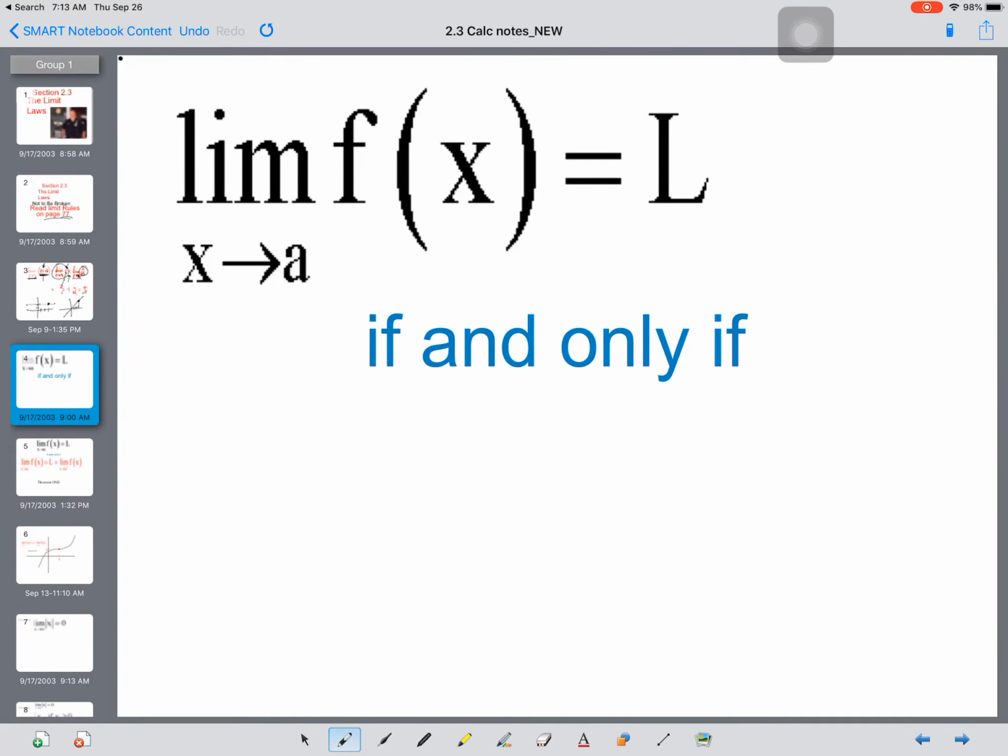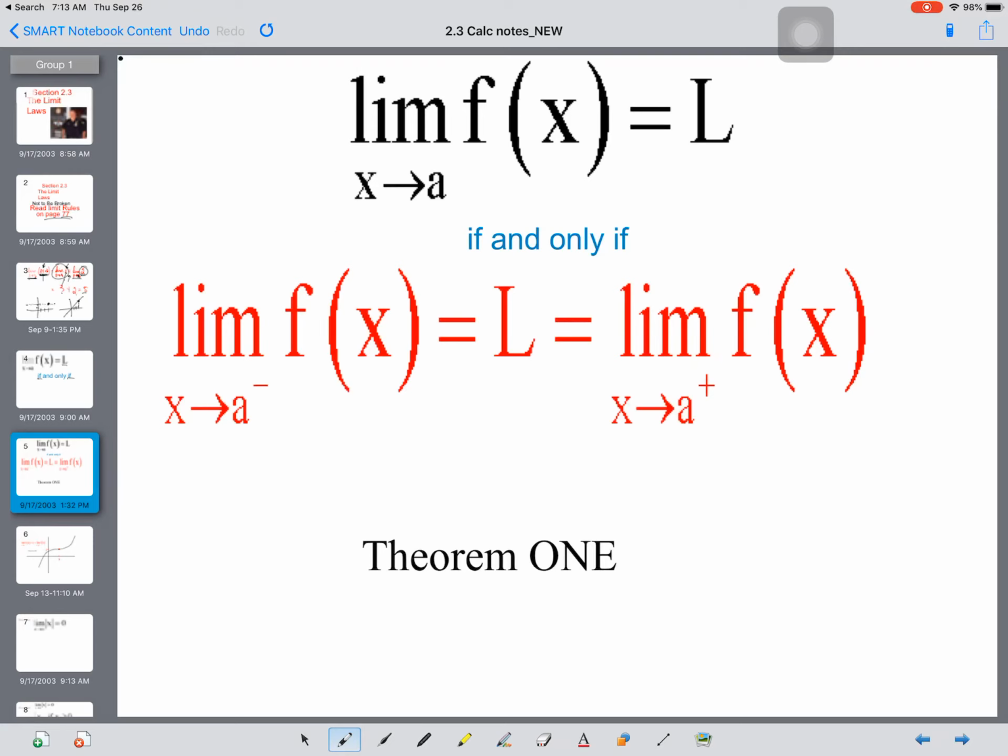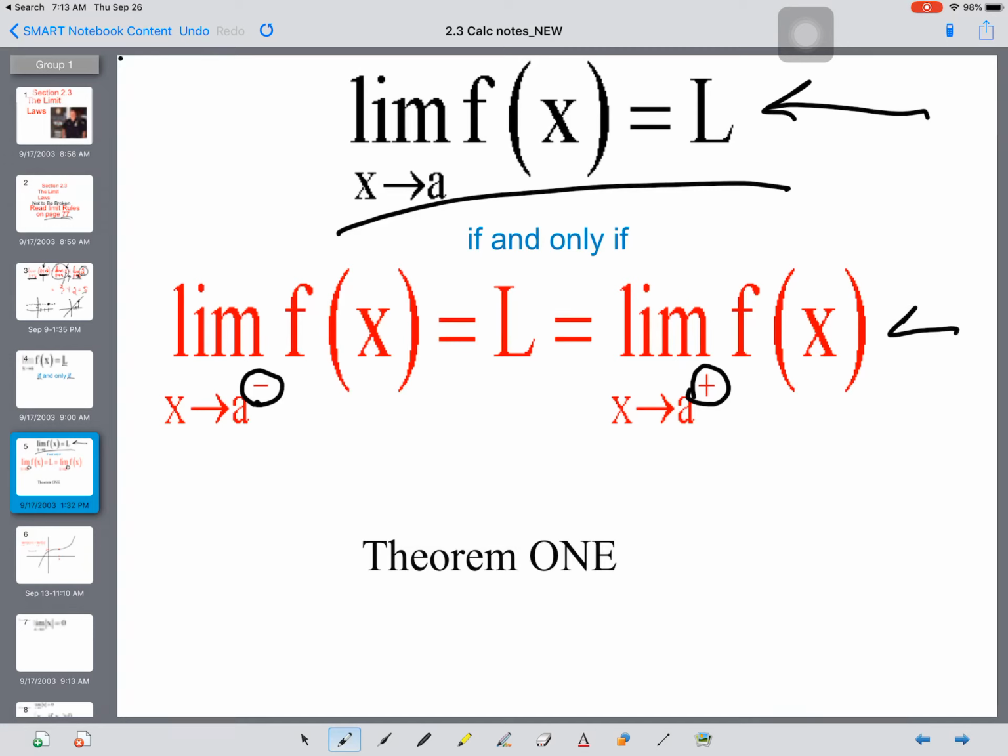So what does this notation mean? The limit of f of x as x approaches a equals L. There's a limit, and this is true if and only if the limit from the left is equal to the limit from the right. This is what's called a two-sided limit. This one is a limit from the right, this one's the limit from the left. If they're equal to the same value, then you can say the limit exists.